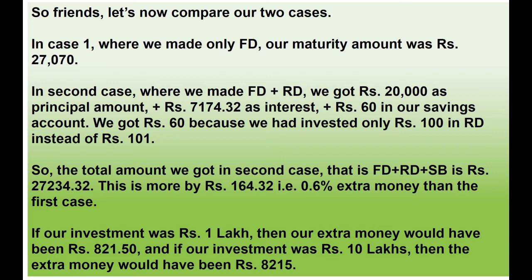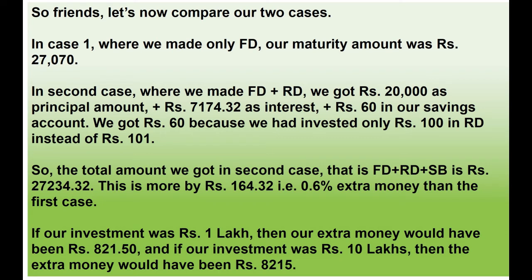So, the total amount we got in second case, that is FD plus RD plus SB, is 27,234 rupees and 32 paise. This is more by 164 rupees and 32 paise, that is 0.6% extra money than the first case.